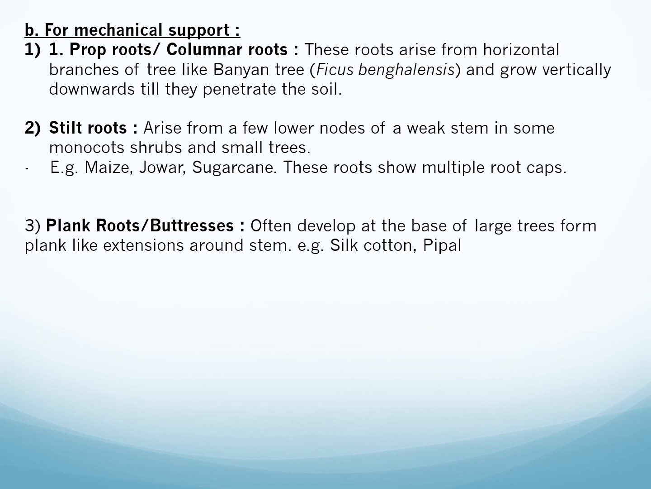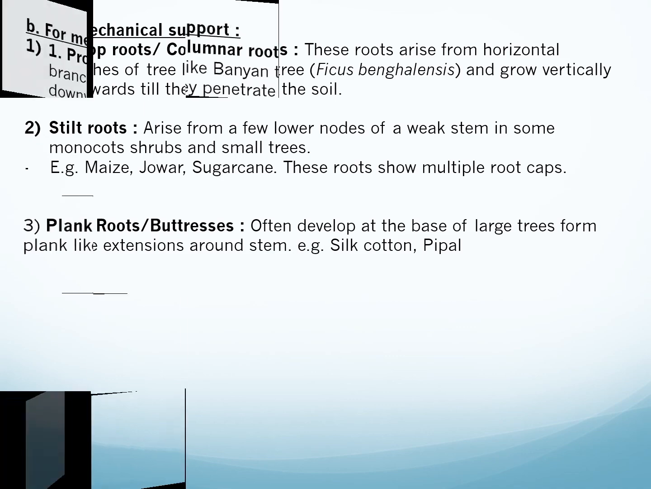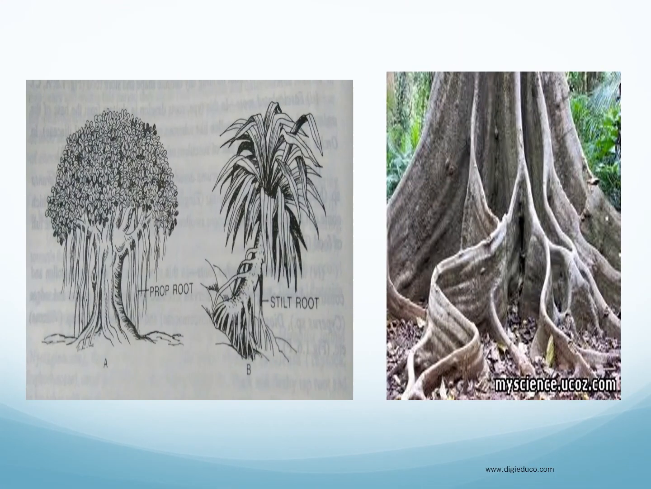Third are the plank roots or buttress roots. They often develop at the base of large trees and they form plank-like extensions around stem. Example, silk cotton and peepal tree. So in this slide, we see the different images of the roots that give mechanical support. We see prop roots, stilt roots, and we also see the buttress roots.